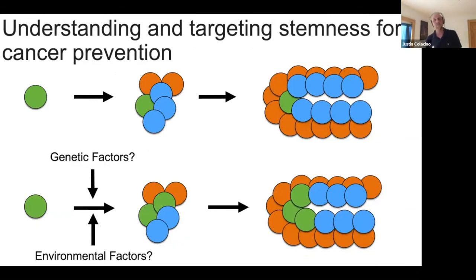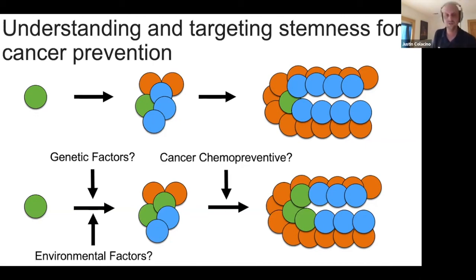And so here we can come back to our higher level diagram. We can think about how genetic factors and environmental factors are perturbing the stem cell state, and then can we come in later in life at those high risk individuals with a chemopreventive to try to bring that risk down, induce differentiation.